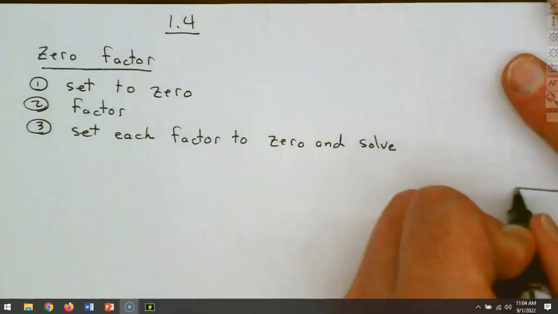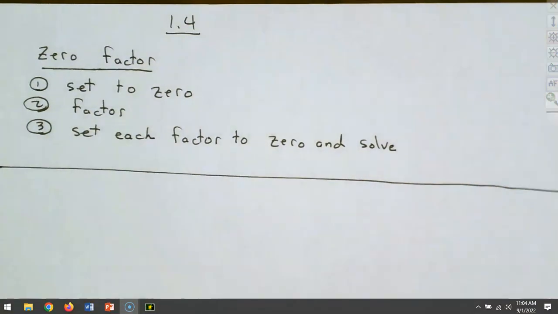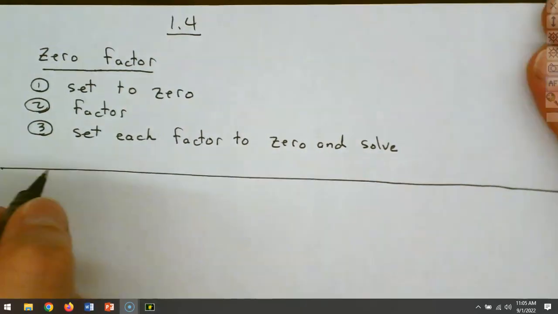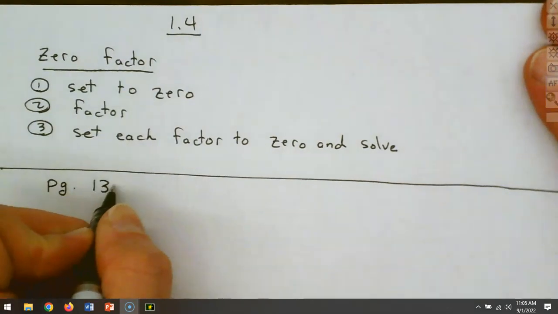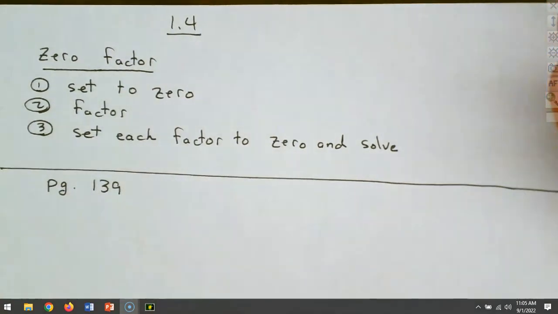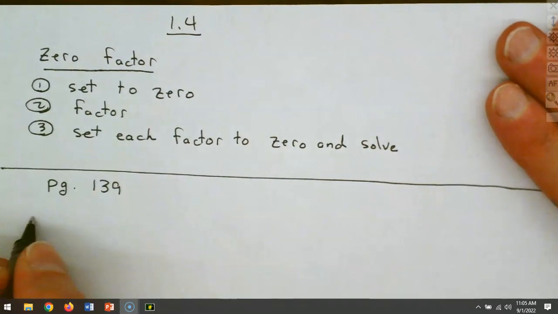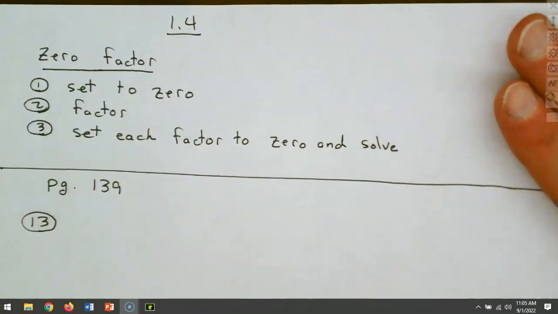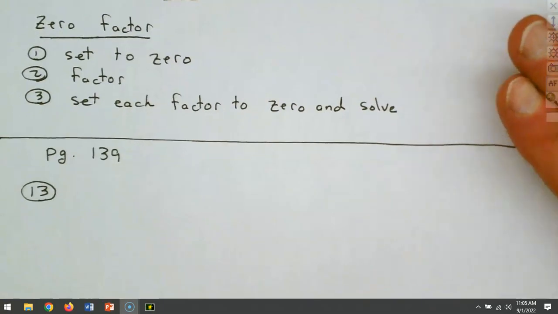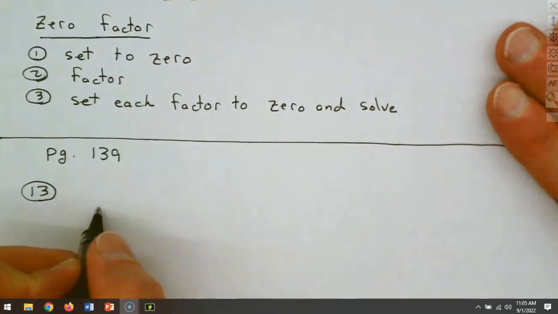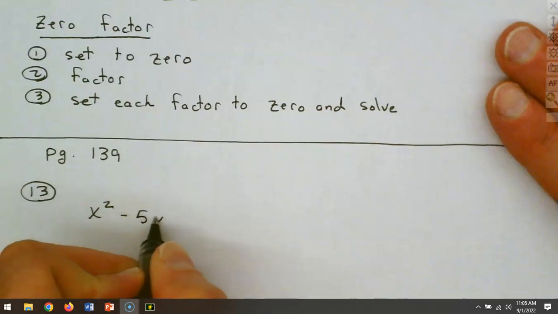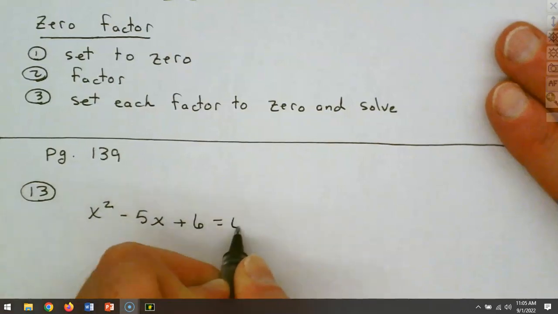The first ones that we're going to look at using zero factor are the easier ones. We don't have to use factor by grouping on these. Now the later ones we will, but I'm going to pick these from our textbook. And these are on page 139. And we're going to begin with a very simple one. We'll start with question 13. We're going to be applying the zero factor. So x squared minus 5x plus 6 equals 0.